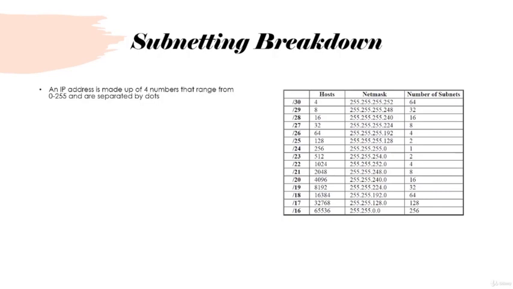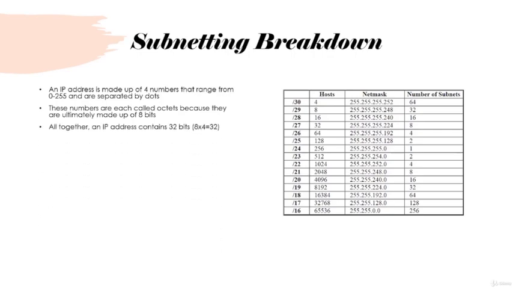An IP address is made up of 4 numbers that range from 0 to 255. These are separated by dots. You've seen that in the other examples, or you see it right there too. There are dots in between each of the 4 numbers. These numbers are each called octets because they're ultimately made up of 8 bits. And bits are just ones and zeros, remember that. Altogether, an IP address contains 32 bits because we have 4 octets, aka 4 numbers. Each one of them has 8 bits. 8 times 4, that's 32 bits.